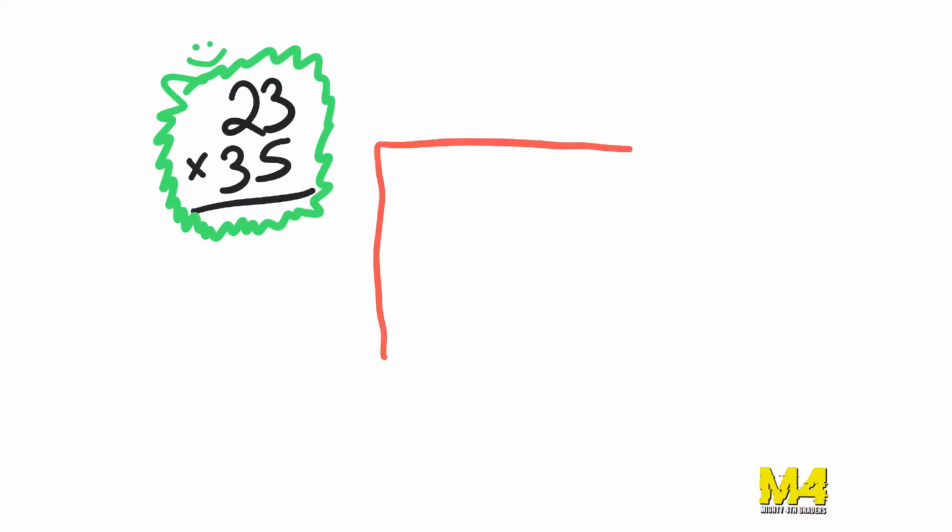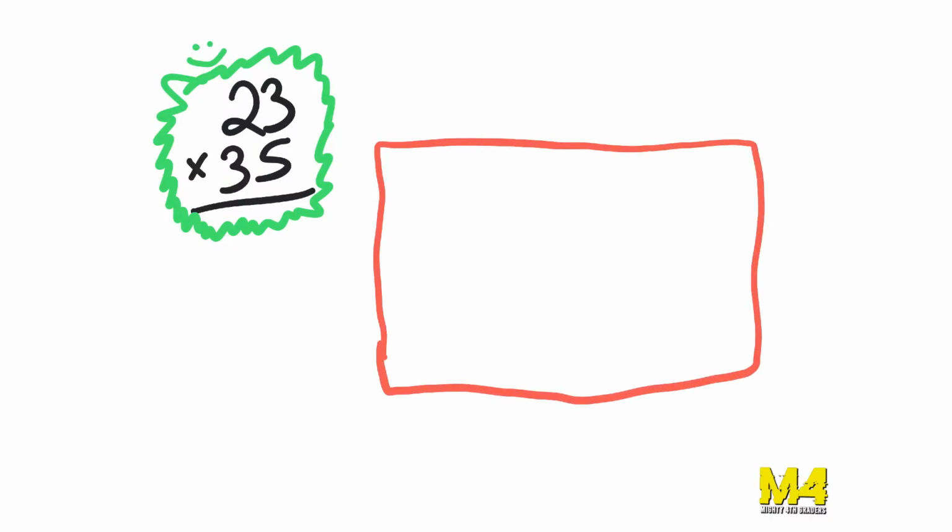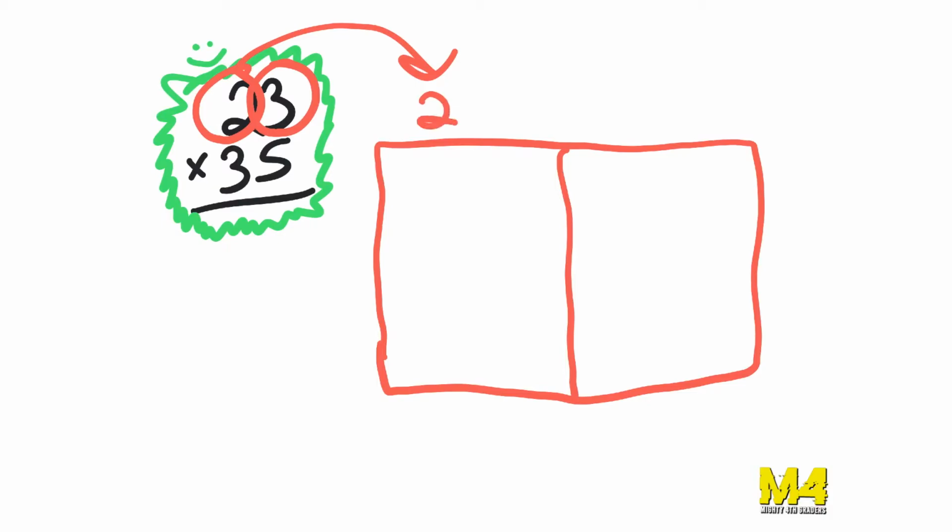So here's the thing. First thing I've got to do is make my area model box as well as I can. Then I look at how many place values I have. I have 2, so since I have 2, I make 2 boxes. The tens place is a 20. The ones place is a 3.